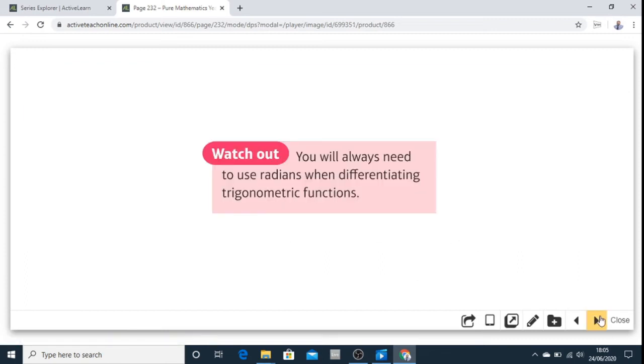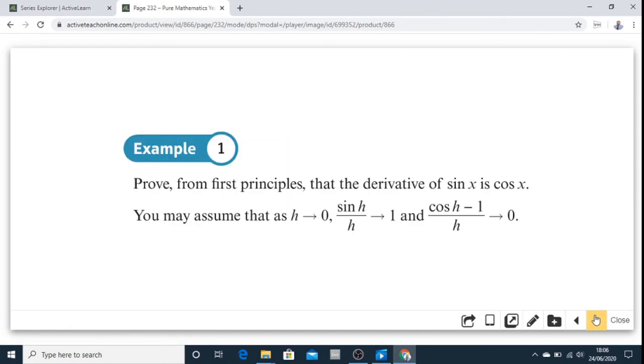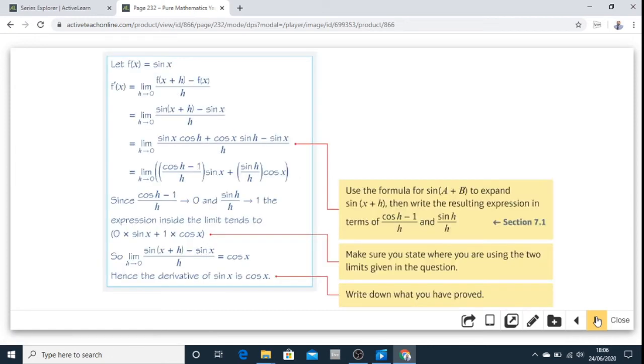Okie doke, let's have a look at some other bits and bobs. You will always need to use radians when differentiating trig functions. When it comes to other questions on trigonometry in year 13, like using compound angle formula, and you're not differentiating, for instance, then degrees will be okay. And you'll see from the question whether they want you to do it in degrees or radians. Some interesting proof there, worth you having a look at that example, why that's true using limits. So I think that's well worth working through that example.